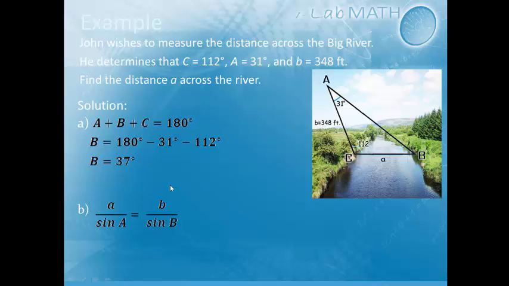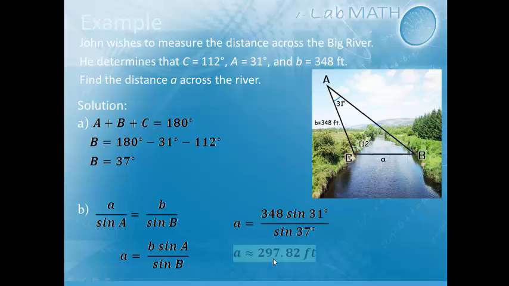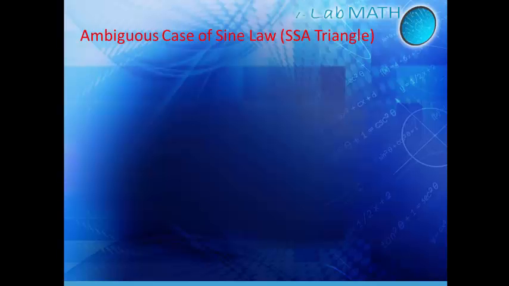So b over sine B. We're looking for a, that is a over sine A is equal to b over sine B. So getting the side a, which is equal to b sine A over sine B. Substitute the values. We have side b, which is 348, angle A is 31, and angle B is 37. So the value approximately of that distance to cross the river is 297.82 feet.